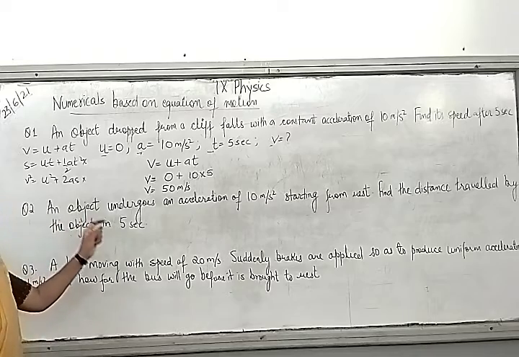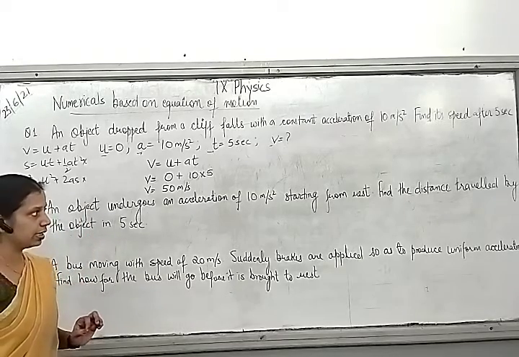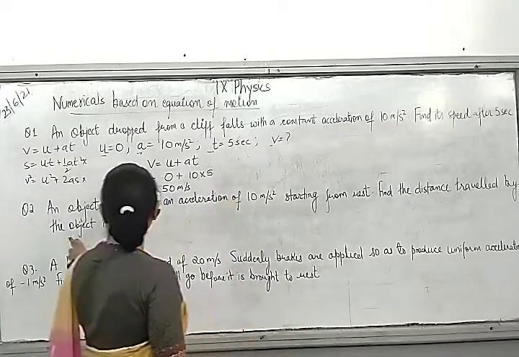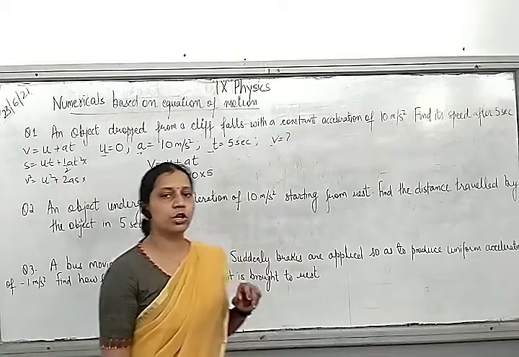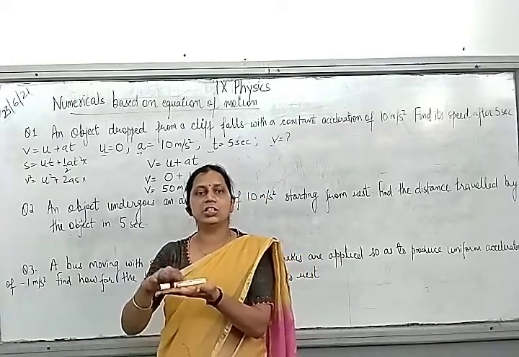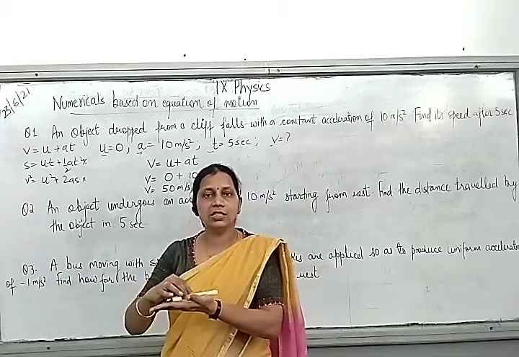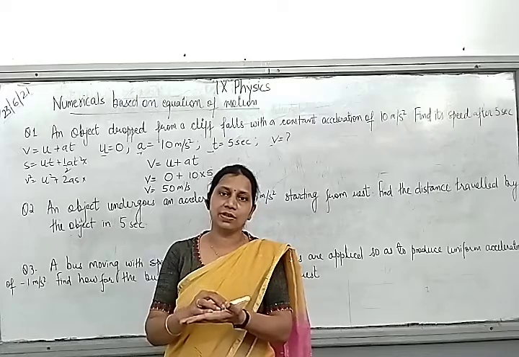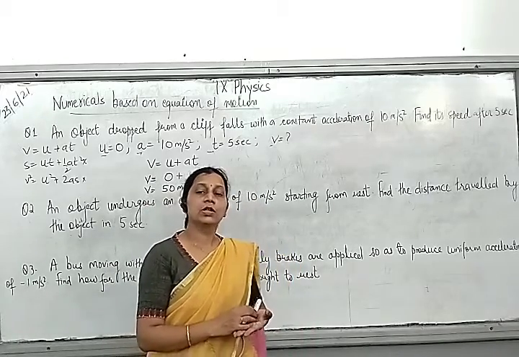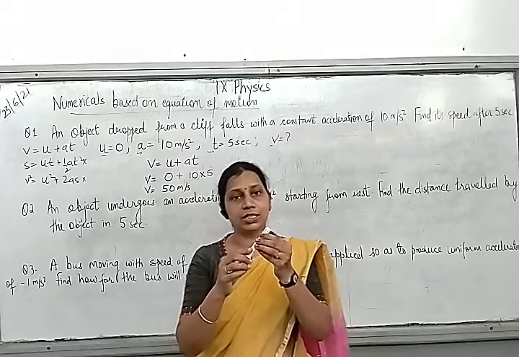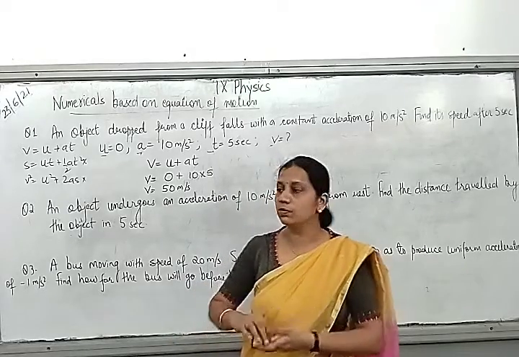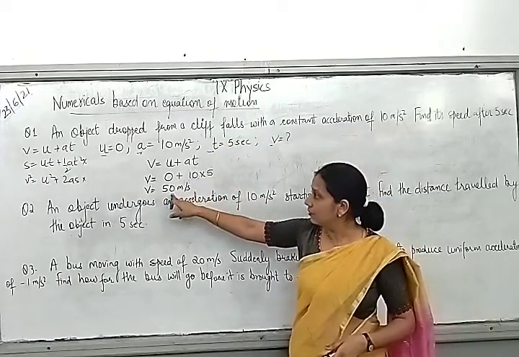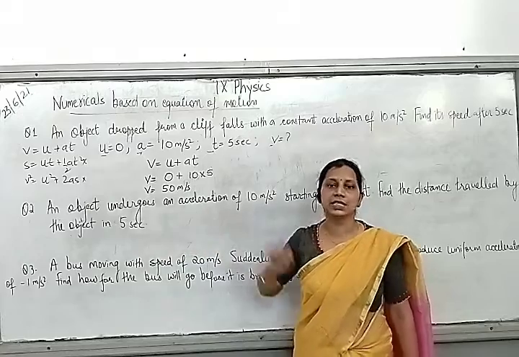An object undergoes an acceleration of 10 meter per second square starting from rest. Find the distance traveled by the object in 5 seconds. So an object is initially at rest, then it started moving. When it is moving, the acceleration of that object is given, which is 10 meter per second square. You have to find the distance covered by this object after 5 seconds. If you remember the first question, there we found velocity; here you have to find distance.